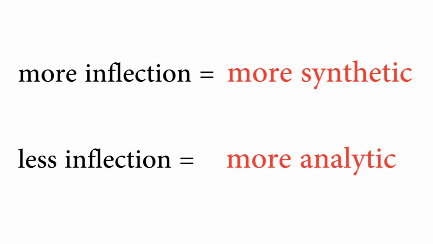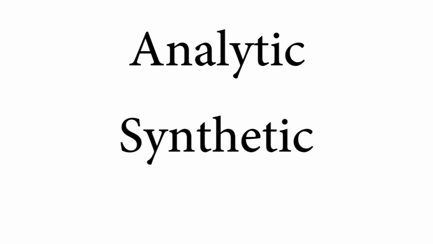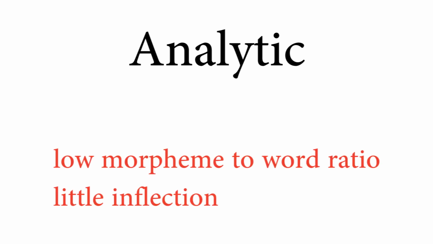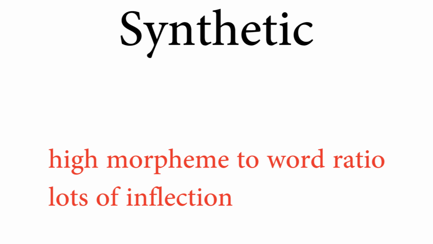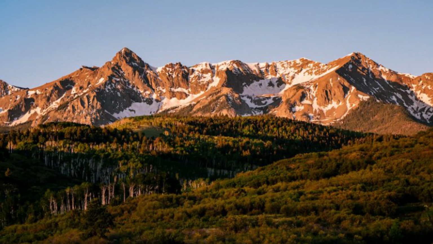It is these two characteristics, inflection and morpheme-to-word ratio, that we can use to determine whether or not a language is analytic or synthetic. We now have our two categories. Analytic, which denotes a low morpheme-to-word ratio and little inflection, and synthetic, which denotes a high morpheme-to-word ratio and lots of inflection. It's important to know that very few languages can be described as purely analytic or purely synthetic. Like many things in life, they're on a continuum.